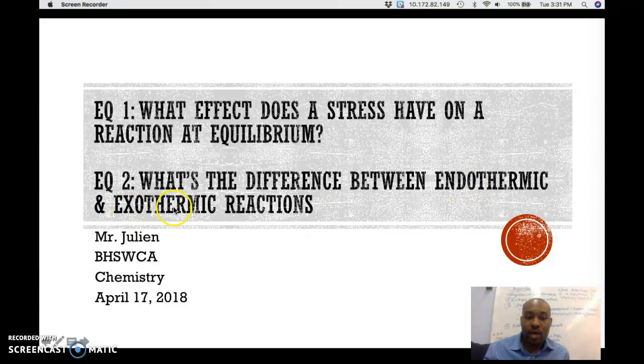As opposed to exothermic, the prefix exo means out, and therm once again means heat. So exothermic literally means heat coming out. So let's take a look at this in a little bit more detail to see what they're about.